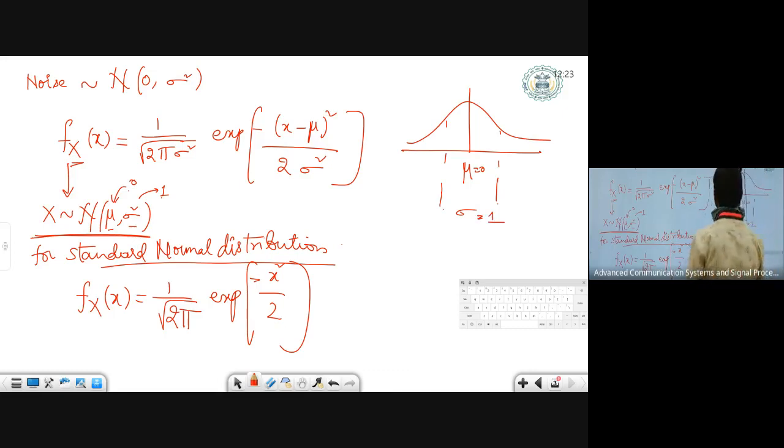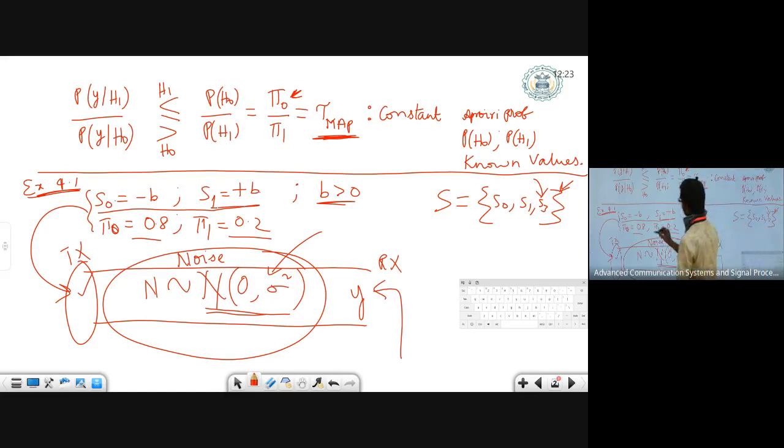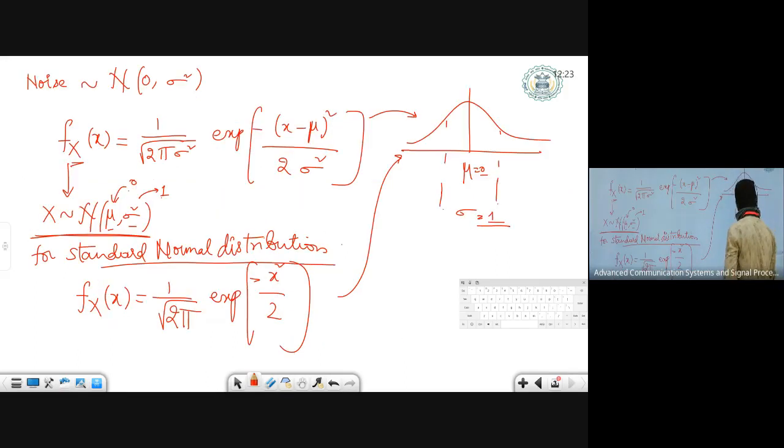So the plot of this equation is this one, and of course the plot of this equation also will be this one, with mu value 0 and sigma value 1. Now, if I try to see the previous slide, I am going to transmit the symbols minus b and plus b. For minus b, I'll be having some voltage. Let us assume it will be some voltage of minus b volts, and plus b means plus b volts.